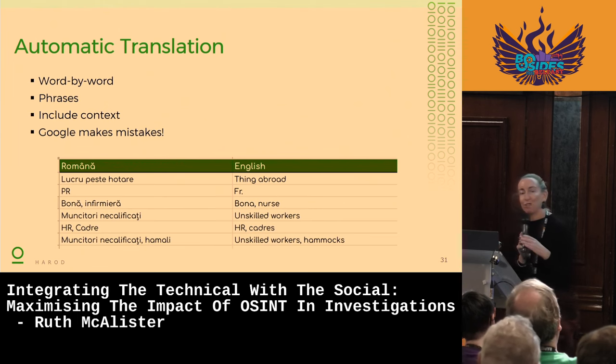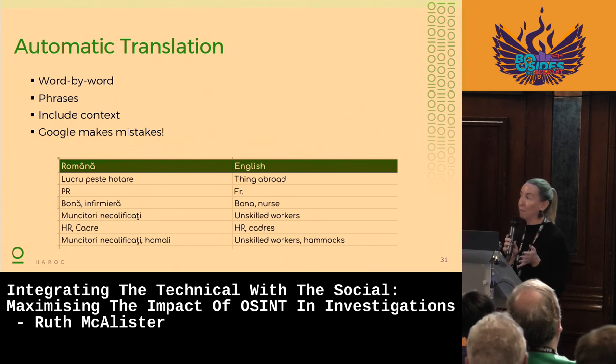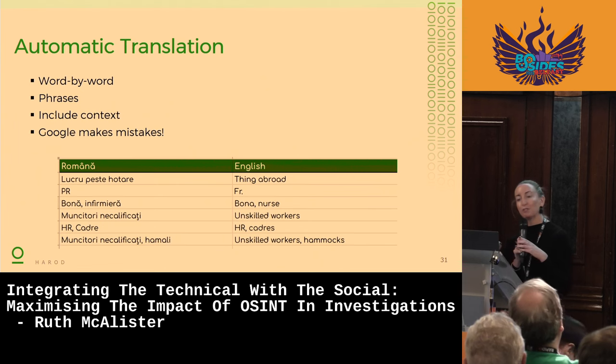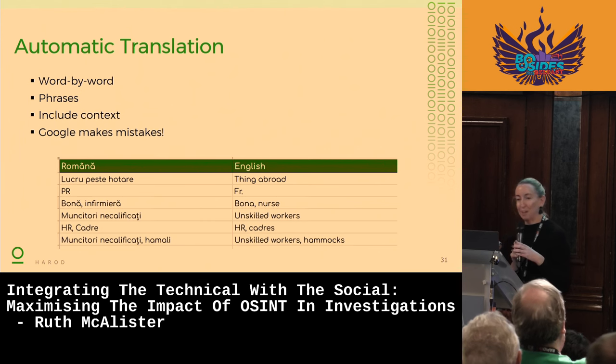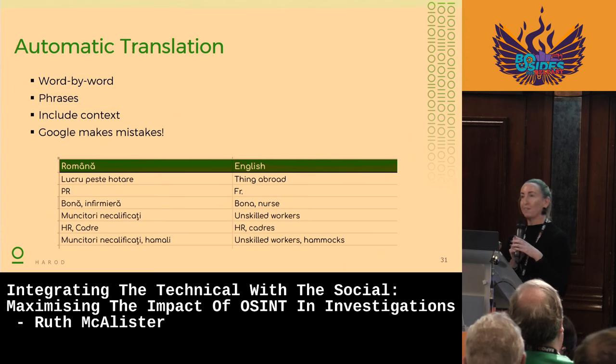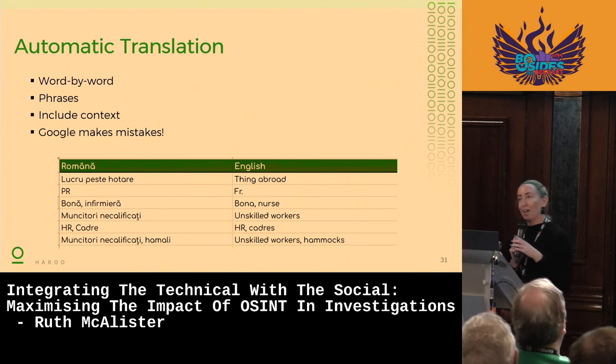Then we have the other issue around translation. I'm not sure how many of you work with foreign languages, but automatic translation has got better, though it really is still quite poor. Sometimes we translate word by word, sometimes phrases ended up being a little more straightforward. I also learned that Google made a lot of mistakes, no offense to anyone from Google who may be in the room. Sometimes with Google Translate, you can see my Moldovan audience find this very funny, at the very bottom, unskilled workers came out as hammocks. I can guarantee right now that there was not a job advert looking for a hammock. That field translation actually meant a courier. So we're a long way off that one.